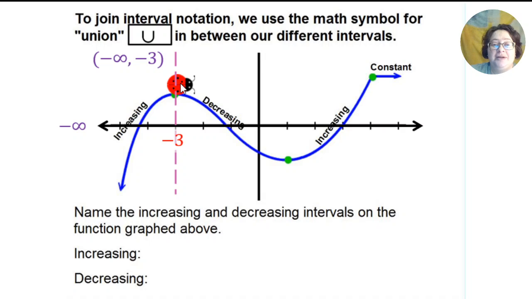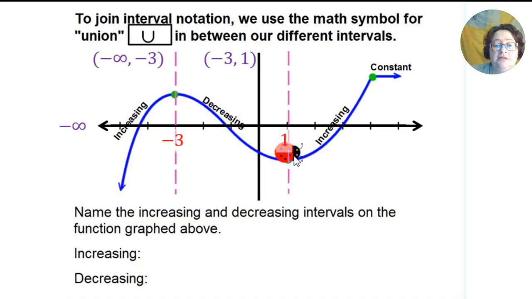Now, I'm going to take my ladybug and trace again. We're going to go downhill to this point where we would change direction. Draw my dotted line through the x-axis. And if I count from the origin, this is at 1. So my interval here for decreasing is from negative 3 to positive 1. And again, I use parentheses because where it changes direction, it is neither increasing nor decreasing.